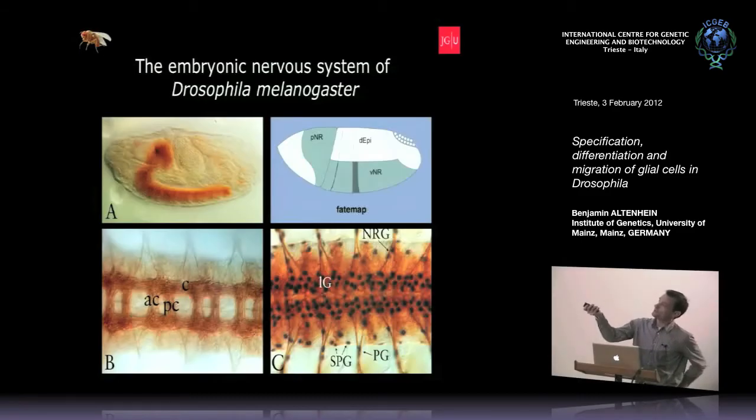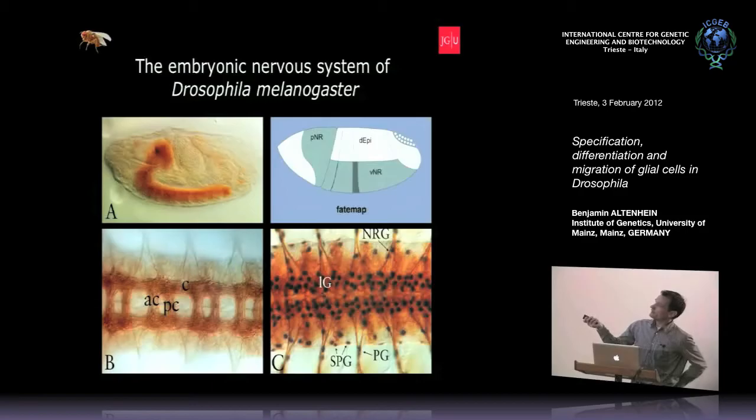Looking at the nervous system of the fly embryo, again from the lateral side, a late embryo stained with a marker that labels the neuropil structures. You can see the hemispheres from the side and the ventral nerve cord. And I will especially focus on the ventral nerve cord in my talk, which is arranged in this very typical insect type of rope ladder structure with commissures and connectives.